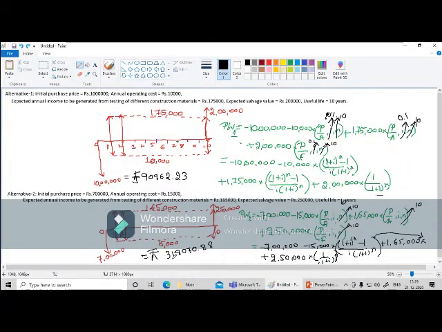So if you compare alternative 1 and alternative 2, alternative 2 is having more present worth. It is having much higher value. So if you are given an option to select the equipment, which equipment seems to be better? Definitely it is alternative 2. Why? Because it is having higher present worth. Okay, so hope you understood how to evaluate the alternatives.